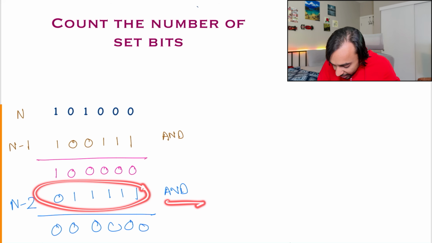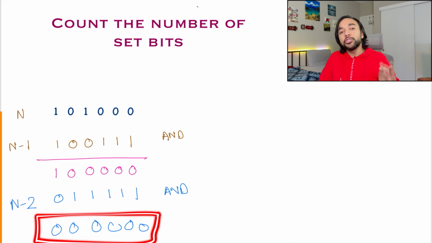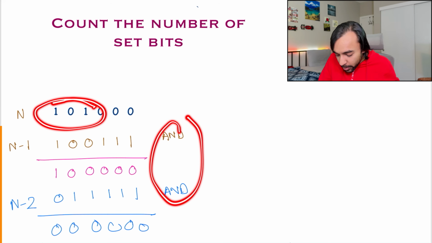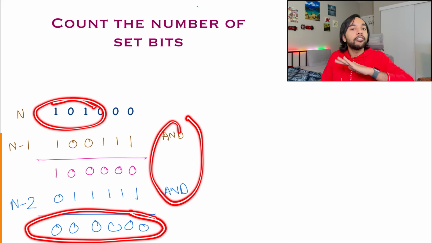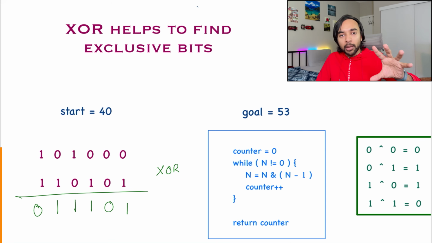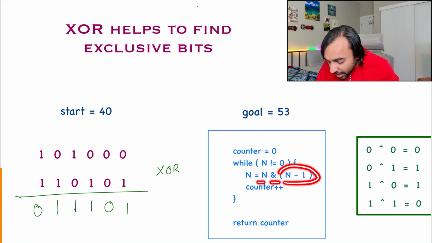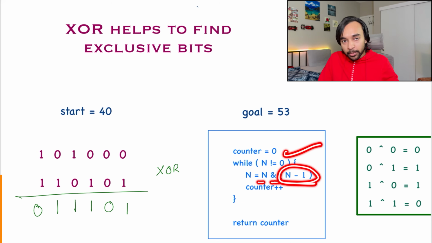Once I do an AND, I will get all zeros. So what happened? I had 2 bits set, and with 2 operations, all of the bits were unset. My number became 0. So that is exactly what I'm doing over here. I have my number and I'm maintaining a counter. I keep on doing a logical AND with n minus 1 until my number becomes 0.